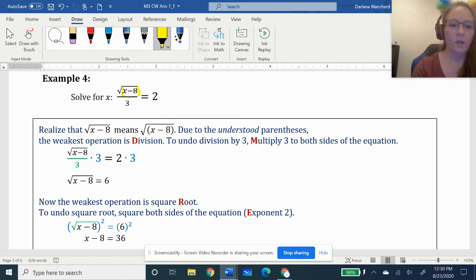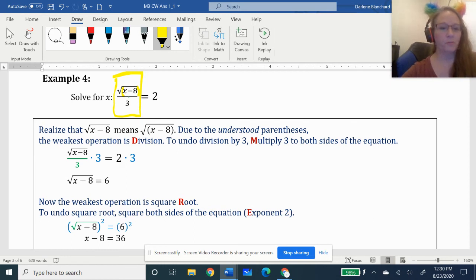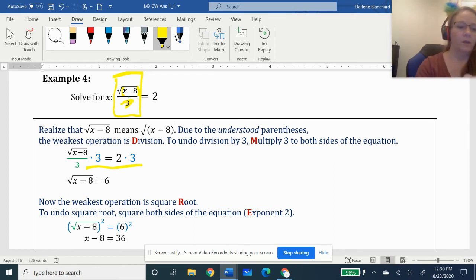So when you look at this expression with a single x on one side of the equation, weakest operation is division by 3. So you're going to multiply both sides by 3. Then understood parentheses, that subtraction is not the weakest operation because it's in the parentheses. So undo by squaring both sides. Everybody, pause, listen. Very important.